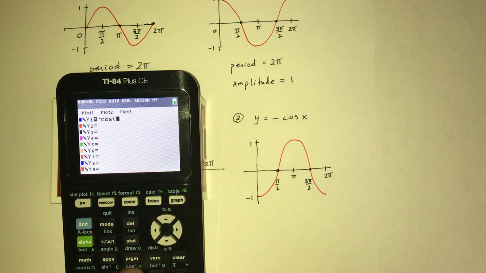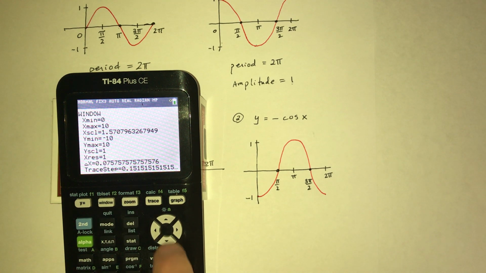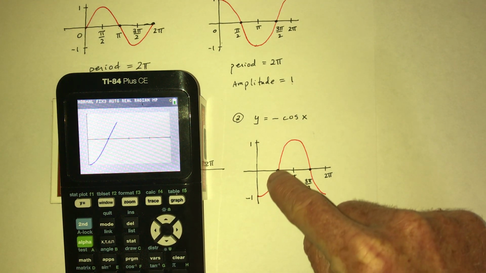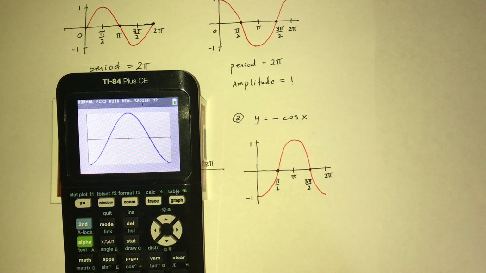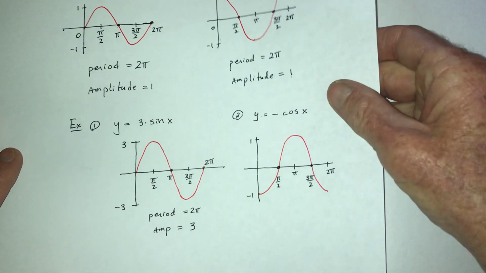So negative cosine of x. Change the window to be the same as this, from 0 to 2 pi, and from -1 to +1. And then it's drawing this upside down cosine graph. Yay! Good job, calculator, you're doing a good job. Okay, now on to the next idea.